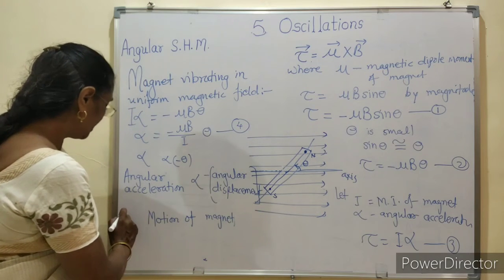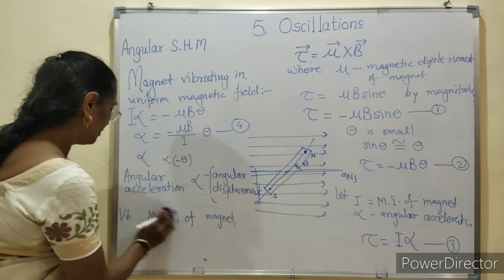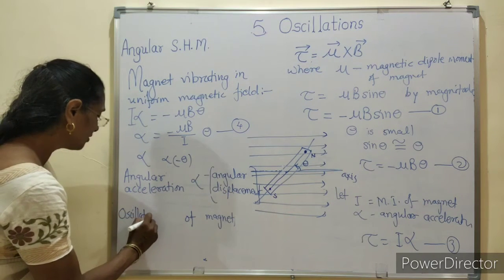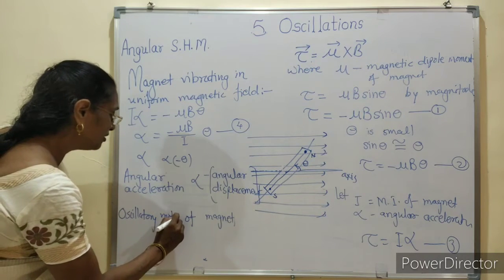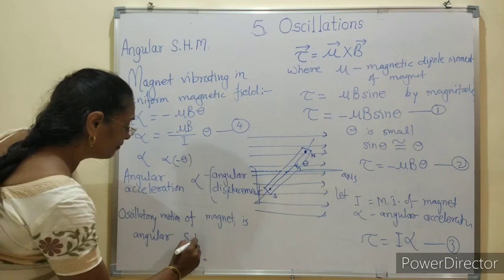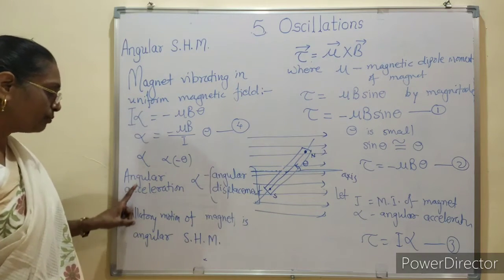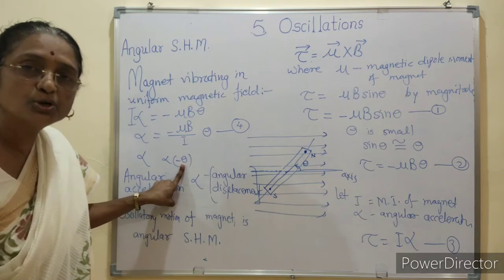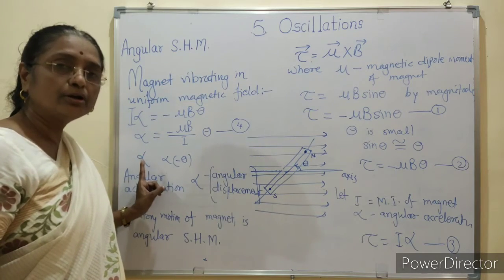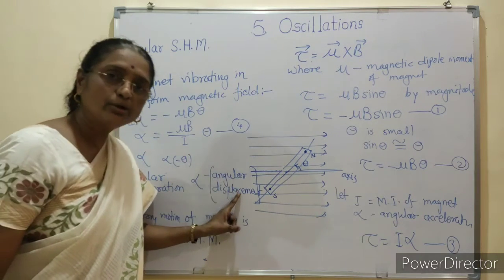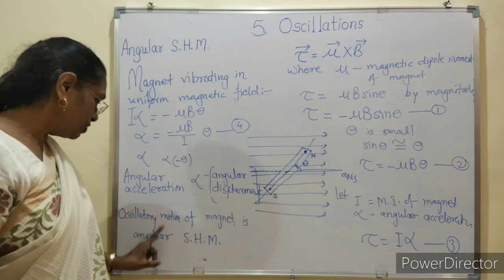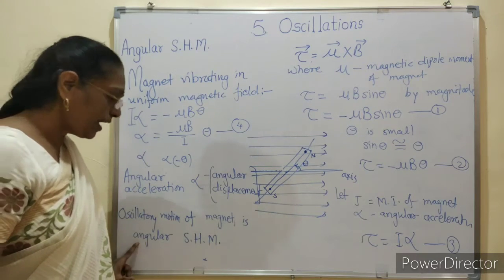So we say that the motion of the magnet, meaning oscillatory or vibratory motion, let us write it clearly: the oscillatory motion of the magnet is angular S.H.M. Why angular S.H.M? Because we have proved that alpha is directly proportional to minus theta. Or in words, angular acceleration is directly proportional to angular displacement and has opposite direction to that of the angular displacement. So the motion is definitely angular S.H.M.